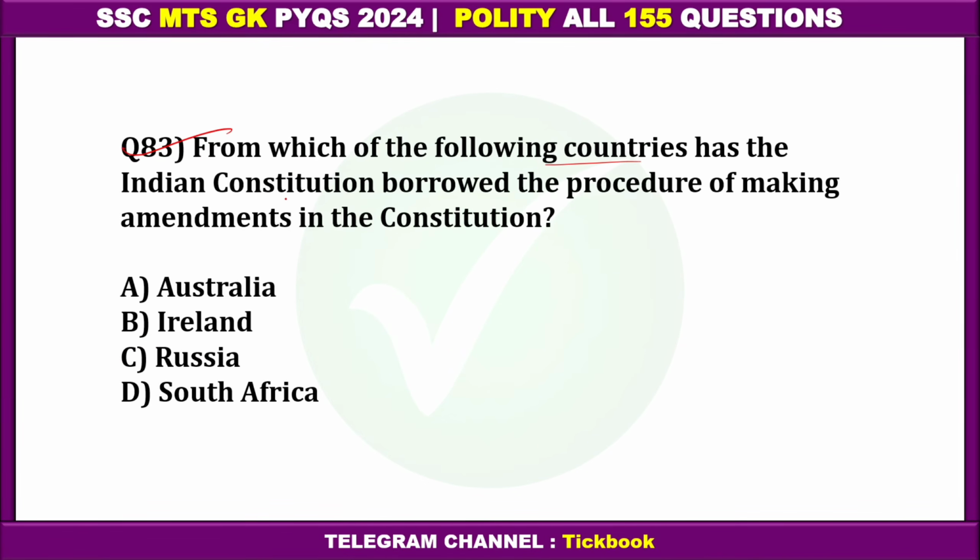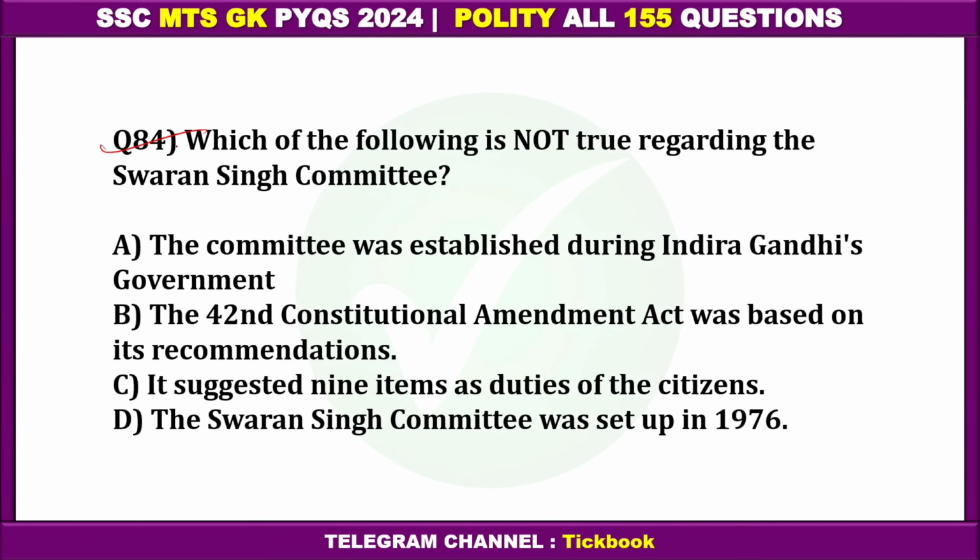83. From which of the following countries has the Indian Constitution borrowed the procedure of making amendments in the Constitution? Option number D, South Africa. 84. Which of the following is not true regarding the Swaran Singh Committee? Option number C, it suggested 9 items as duties of the citizen.